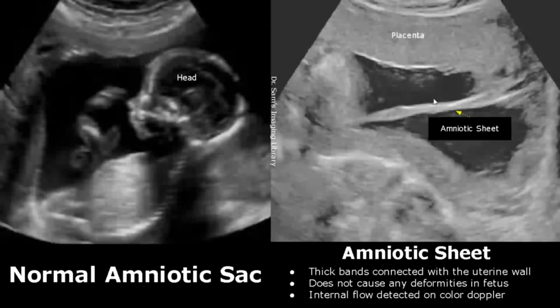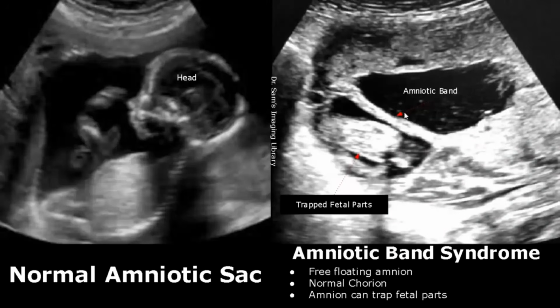Amniotic sheets are thick bands of amnion that are connected to the uterine wall. They do not cause any deformities in the fetus because they do not trap any fetal part. On color Doppler, internal flow can be detected.